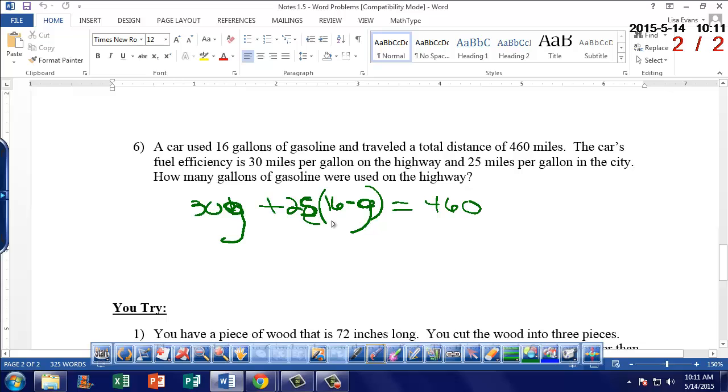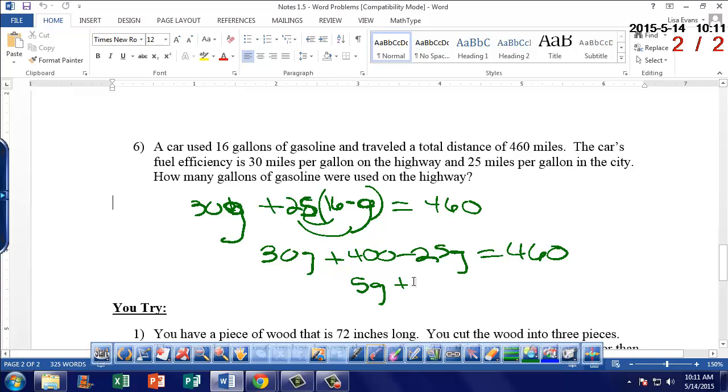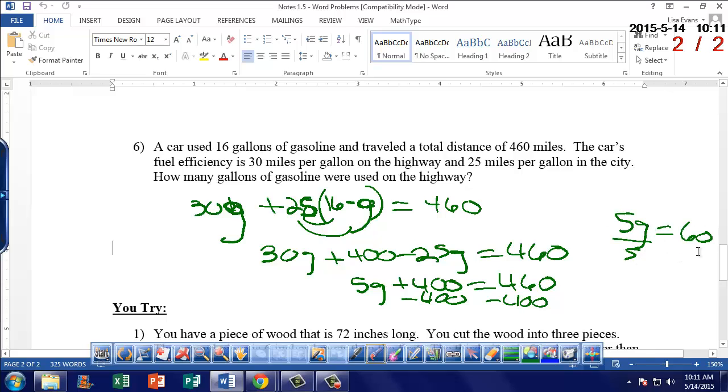Go ahead, distribute here. 30G plus 400 minus 25G equals 460. Add up your like terms, so we get 5G plus 400 equals 460. Subtract 400 from both sides. So we get 5G equals 60. Divide both sides by 5. And G equals 12. Now, we have to answer the question.